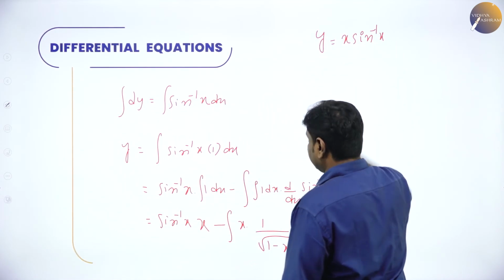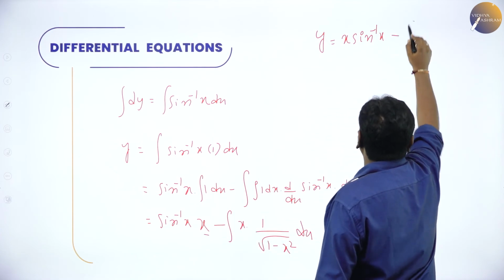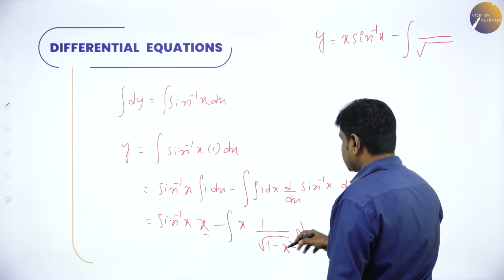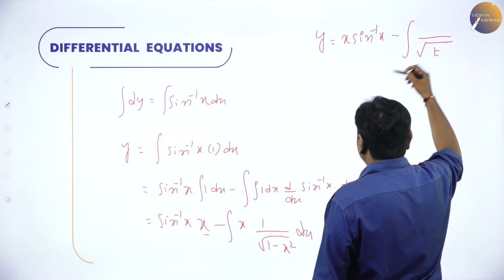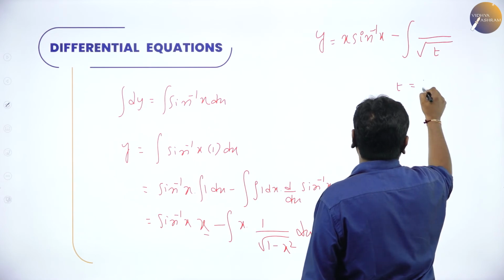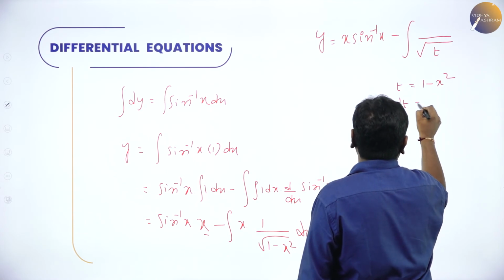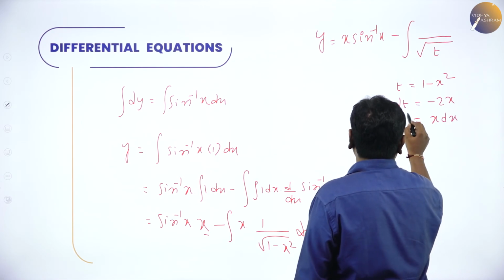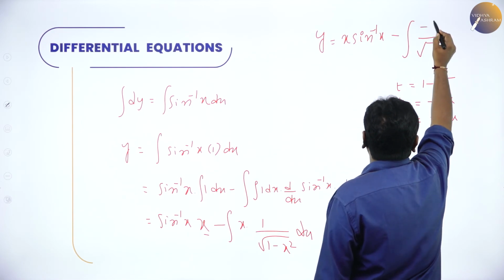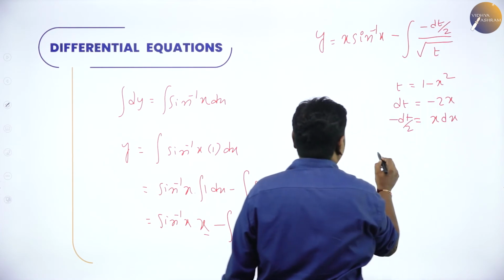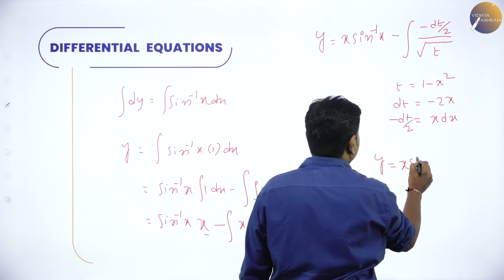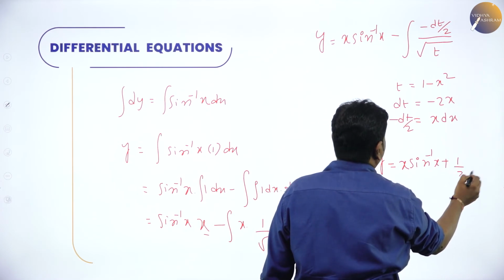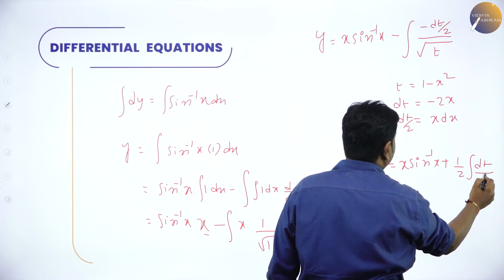I'll rewrite this first, then minus, do substitution. I'll take 1 minus x square as t. Put t is equal to 1 minus x square. So dt becomes minus 2x dx, or x dx is minus dt by 2. So this is minus dt by 2. Simplify this. So y is equal to x sin inverse x, minus, you take it out, so plus 1 by 2 integration of dt by root t.